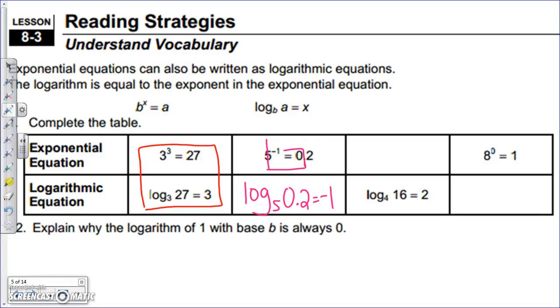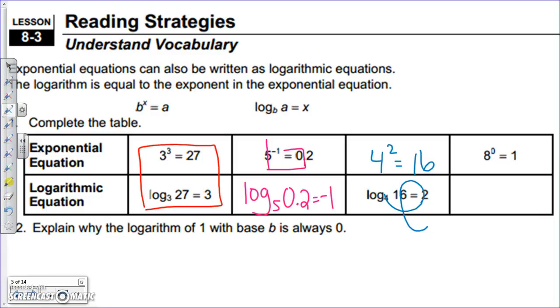All right, my next one, I have a log, I need an exponential. It means I need a base raised to an exponent. So I start with my base of 4, right? Raise it to the 2, and that is going to be equal to the number 16.